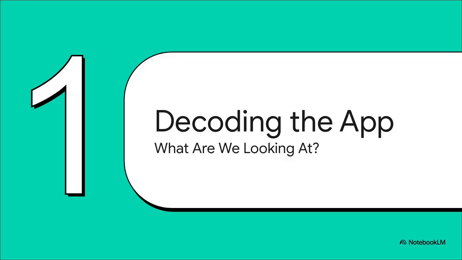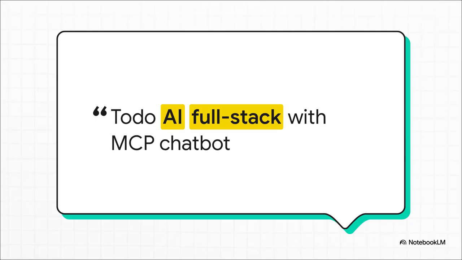Okay, so where do we start? Well, like any good investigation, you start with the most obvious clue, the one staring you right in the face. In this case, that's the project's own description. What does this thing claim to be? Let's find out. And there it is, right at the top: Todo AI full stack with MC Chatbot. Now this one little line is just packed with information.